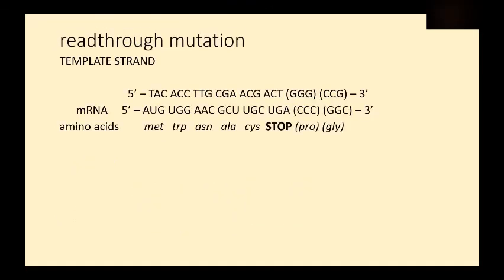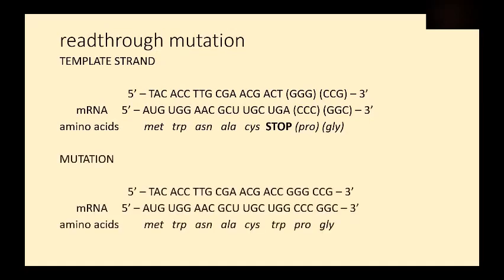For the read-through mutation, I'm going to bring back the whole original strand. For read-throughs, a change in the stop codon will turn it into something else and allow the strand to continue on. Here, stop codon UGA turns into UGG and codes for tryptophan. This mutation is from a T to a C, a pyrimidine to another pyrimidine, which makes it a transition.